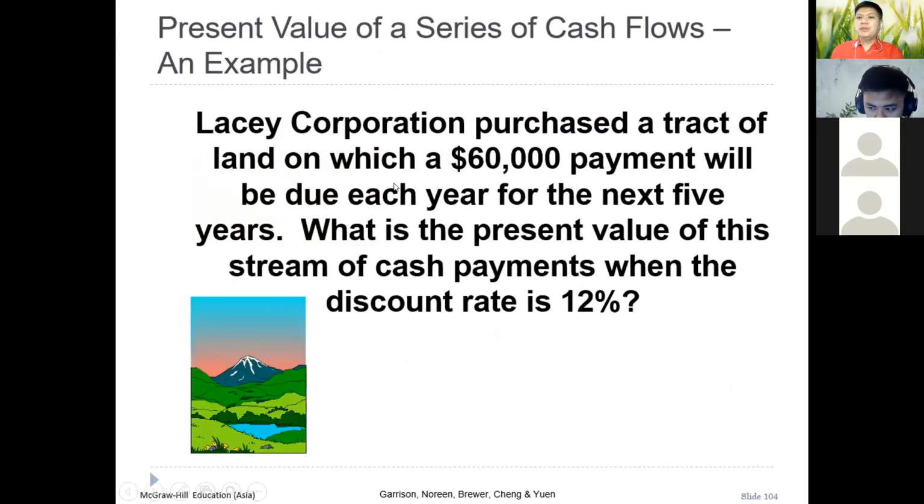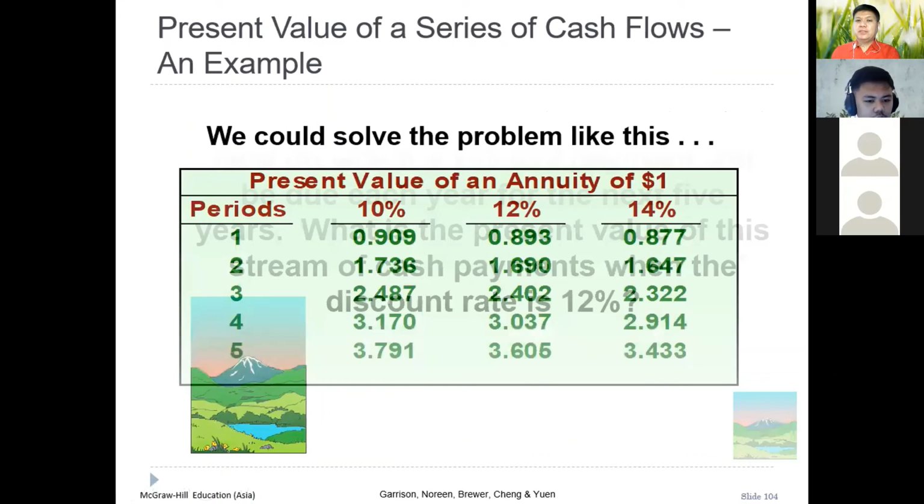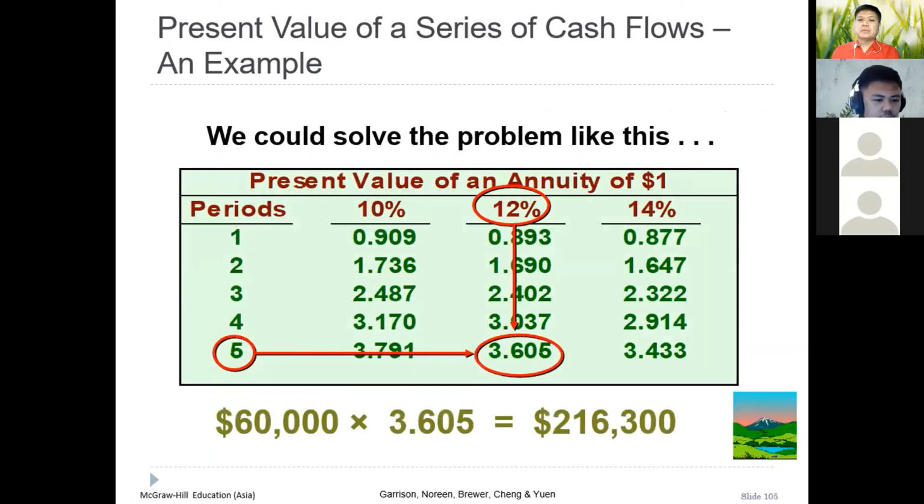Lacey Corporation purchased a tract of land on which a 60,000 payment will be due each year for the next 5 years. So magkano lahat ang babayaran niya? 60,000 times 5, that is 300,000. Now, what is the present value of this stream of cash payments when the discount rate is 12%? So let's set the computation.